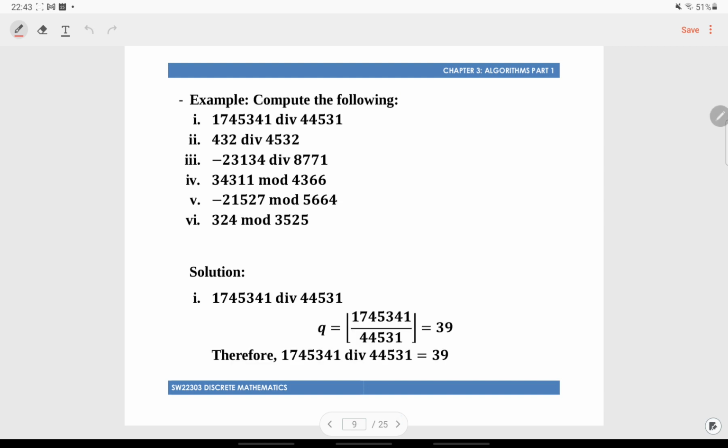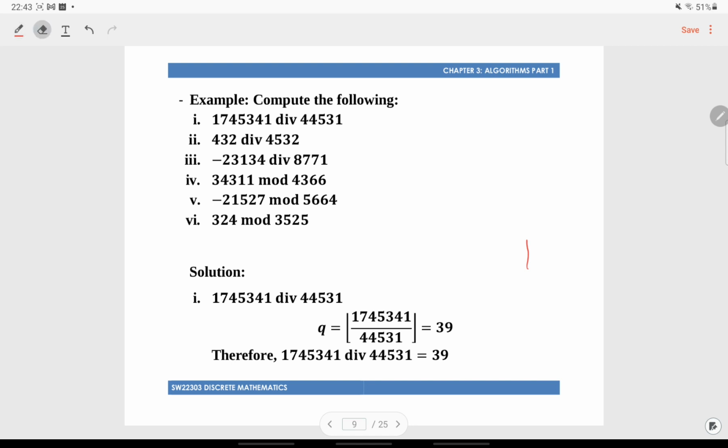Okay, so I give you the following example. Some questions ask you to find the div, and some questions ask you to do the mod operation. For the div operation, that means we are looking for the quotient value, and for the mod operation, that means we are looking for the remainder value. So we start with the first example.